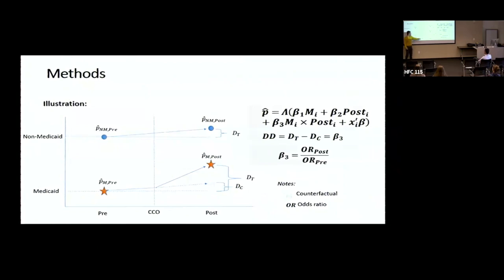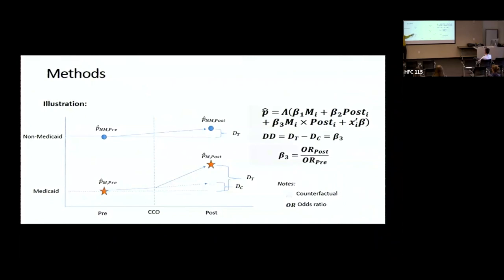And after CCO, what could possibly happen is that there's a trend for the reference group which has nothing to do with CCO implementation, okay? For the CCO-affected Medicaid population, however, in this exhibit, you see a greater increase. This distance is the difference for the reference group, and this distance is the difference for the treatment group. Using the difference for the reference group, we create a counterfactual. Then we simply subtract DC from DT, which gives us the difference-in-differences estimate, which captures the true effect of CCO implementation.